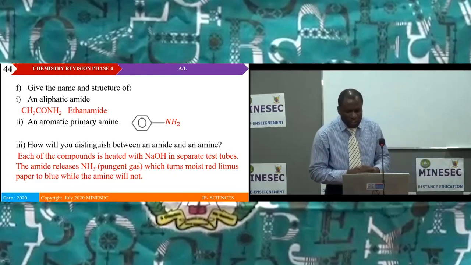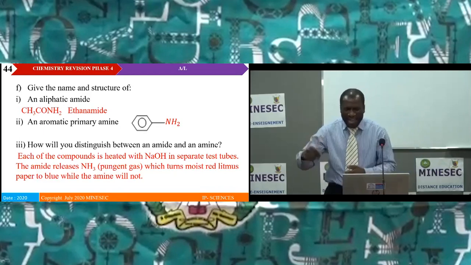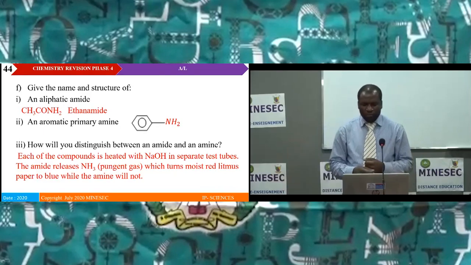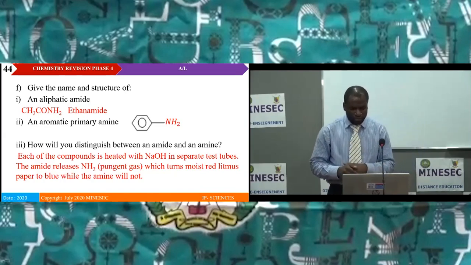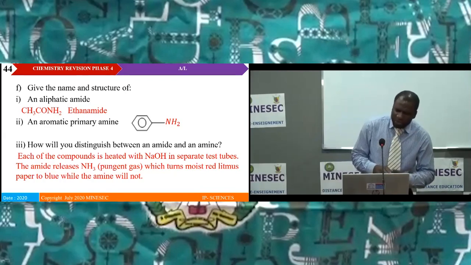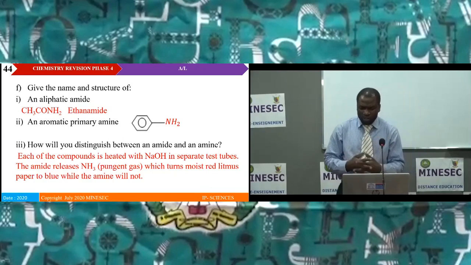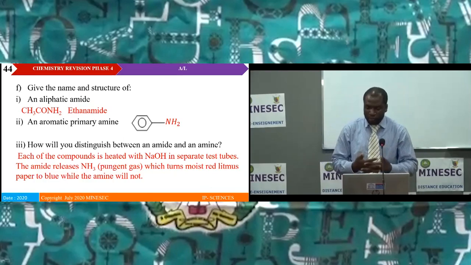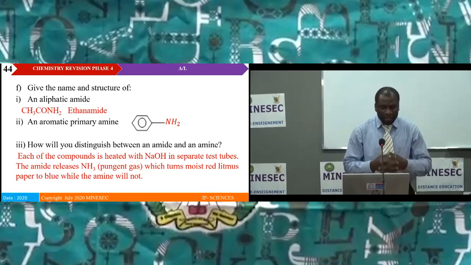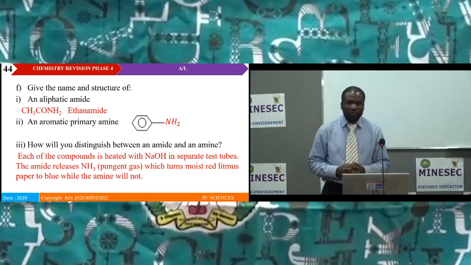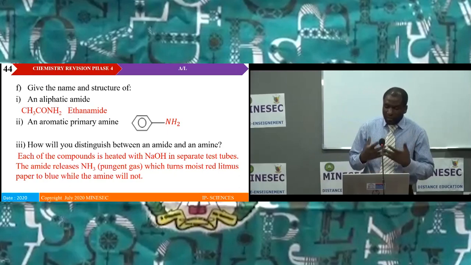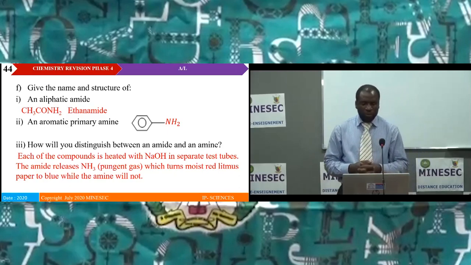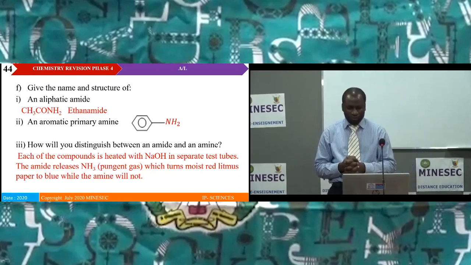How will you distinguish between an amide and an amine? Both of them contain NH2. Each of the compounds is heated with sodium hydroxide in separate test tubes. The amide releases ammonia. You can test for ammonia, it's a pungent gas that turns moist red litmus blue, while the amine will not.